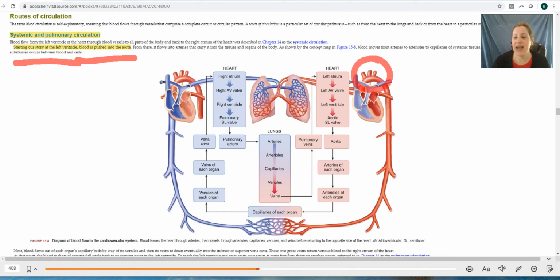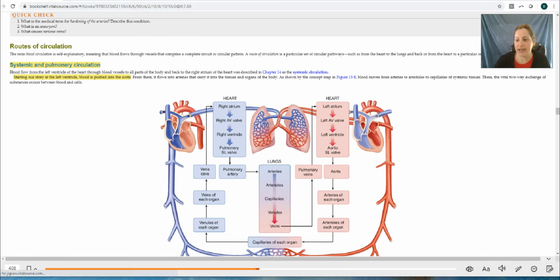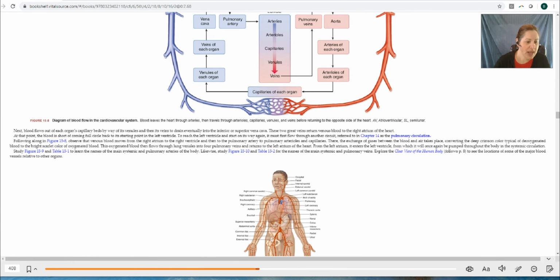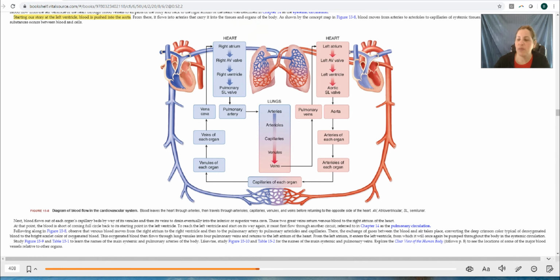So if the patient has a problem with their aorta, that's a big deal. An aortic aneurysm that we just talked about, if that blows, the patient's usually dead before they hit the ground. That's a pretty serious one. So then it goes out to the body. This is a very similar picture to what we covered in the heart chapter. Remember, blue is no oxygen, red has oxygen.